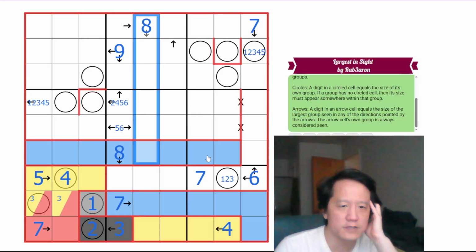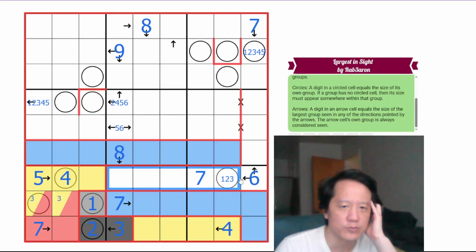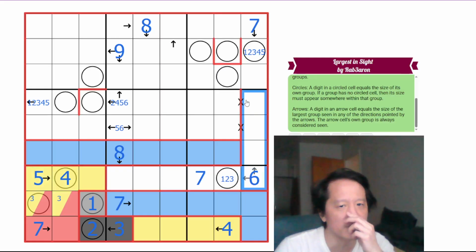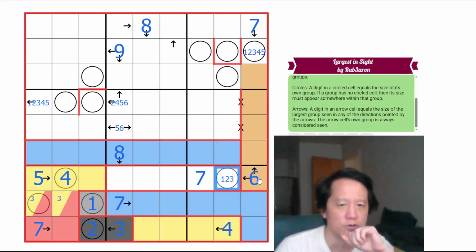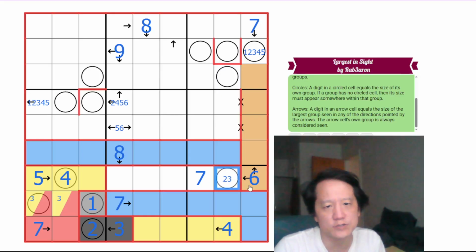This is size 8. So we have 8 here, 8 here. This has to be broken up into multiple regions. So I think it has to be 2 and 3, because this one has to see a 5 here. And this is going to be the size 5 region. So this is the size 5 region, which is done, because it cannot include the circle, because then this would have to be 5 also. So this is going to be a 2, 3 pair.